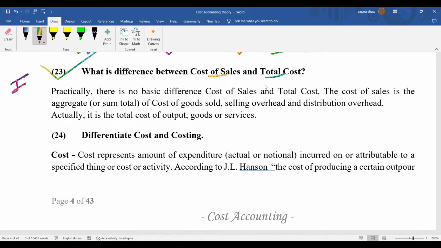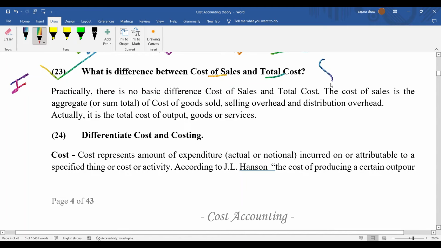So cost means exact amount. For example, the price of the cookies is 110 rupees in the market and 10 rupees is our profit. So ultimately we have calculated that the actual cost of the product is 100 rupees. Suppose 80 rupees we have spent to make the cookies. This is called cost of sale.